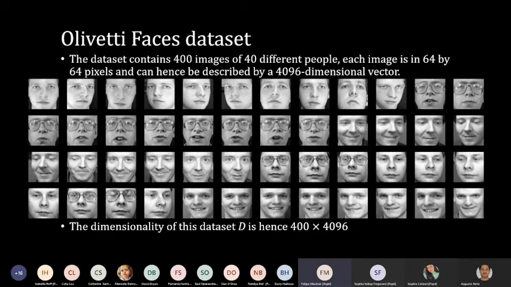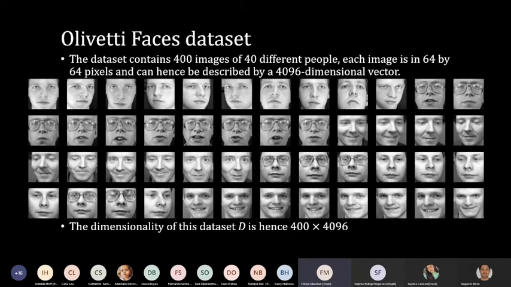So let's look at the data set that we're going to be using during this process of this algorithm. It's the Olivetti Faces data set. It was developed by AT&T as well as Cambridge, I think, in 1992. And it contains 400 images of 40 different people, so 10 images from each person. They are 64 by 64 pixels. And so what we can do is describe each image then as a 4096 dimensional vector.